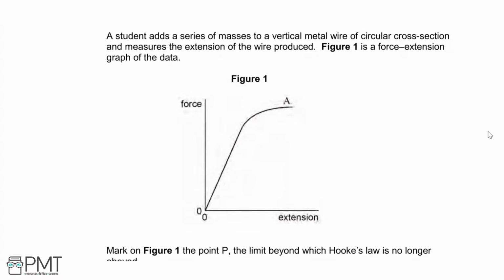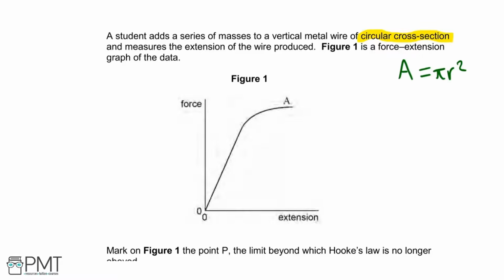A materials question now, and one that's got quite a few parts contained within it, some of which actually link together, but we'll get to those questions. First thing we need to do is just read through the introduction and just pick out any key bits of information that might come in useful later. So a student adds a series of masses to a vertical metal wire of circular cross-section. Now that's important, first of all, because when we're working out the cross-sectional area for an object, we're going to know that where it's a circle, we can use area equals pi r squared for that.